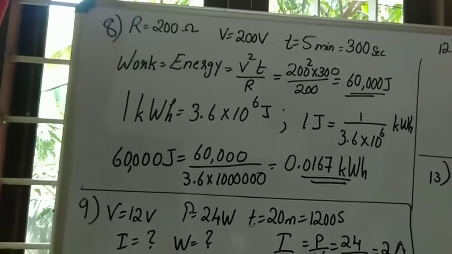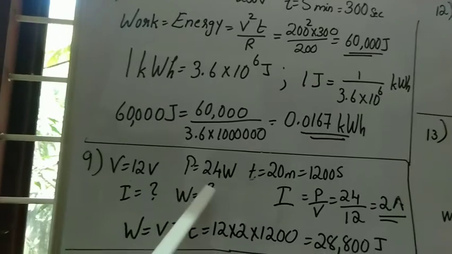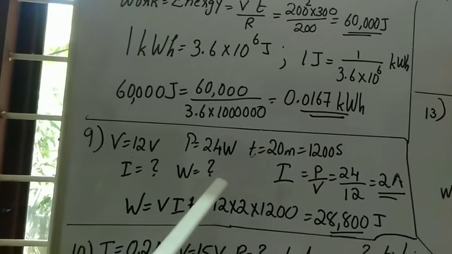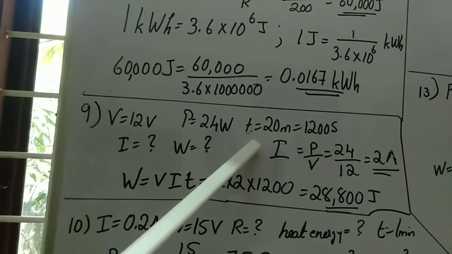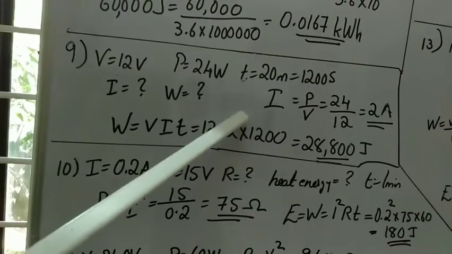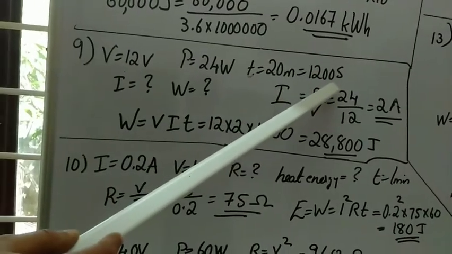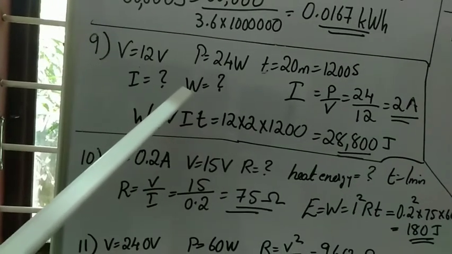A bulb rated 12 volt, voltage is given 12 volt, and 24 watt, watt means power, operated on a 12 volt battery for 20 minutes. Time is given 20 minutes. Since here also we are asked to find the energy or work done, we should convert to seconds. 20 minutes is 1200 seconds.